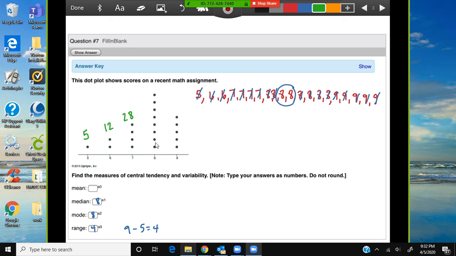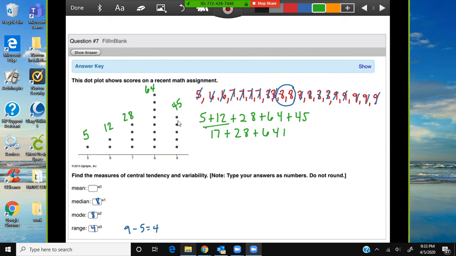The next one, we have 1, 2, 3, 4, 5, 6, 7, 8 of 8. So 8 times 8 would be 64. And then the last one, we have 5 scores of 9, and 5 times 9 is 45. And I'm going to go ahead and add them. So I'm going to add 5 plus 12 plus 28 plus 64 plus 45. And I'm just going to go left to right. 5 plus 12 is 17.